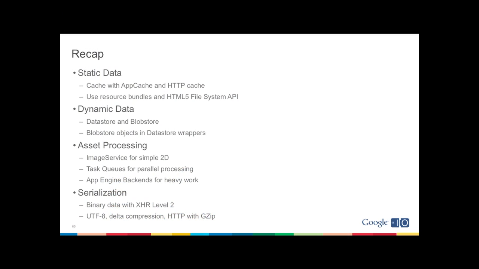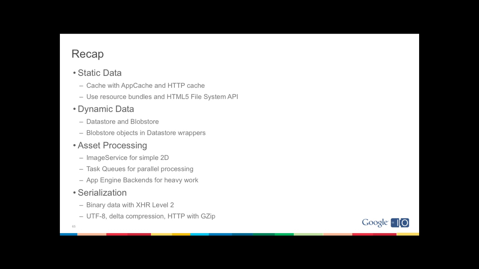And to recap, if you've got static data, you want to cache it. And there are lots and lots of different ways of caching. You should try to get to know as many of them as possible because they will help you a lot. If you are dealing with resource bundles, you're going to want the HTML5 file system API, a really useful way to get a sandbox local file system. If you've got dynamic data, you're going to want data store or Blobstore to store stuff in App Engine. You're probably going to want a mix of both. Probably every game asset is going to be represented by a Blobstore part and a data store part.